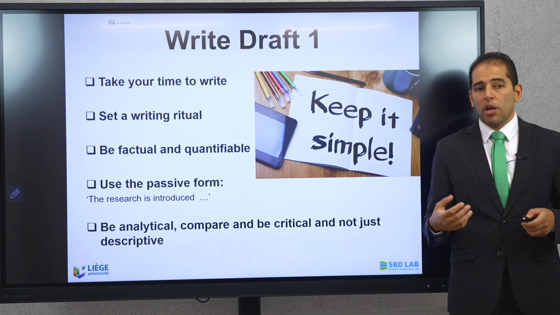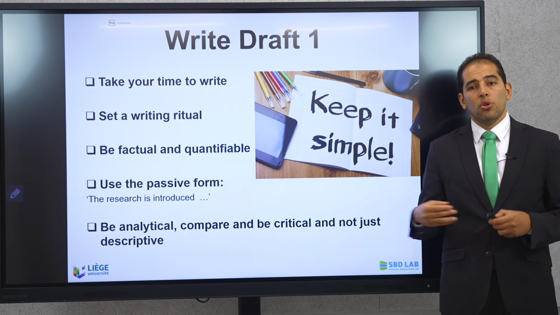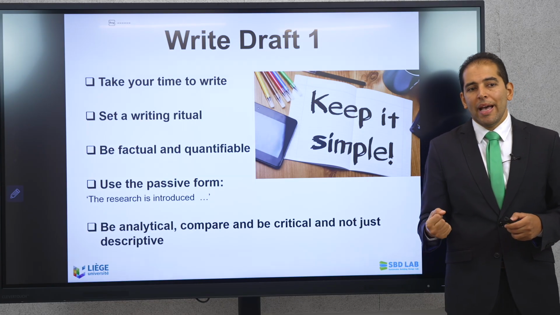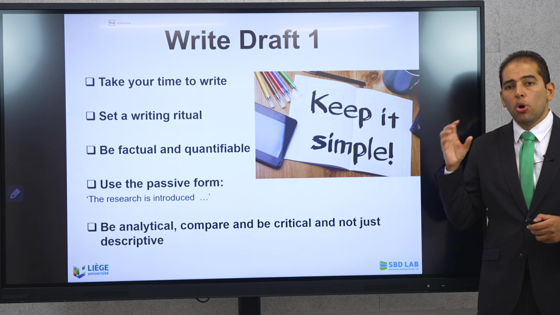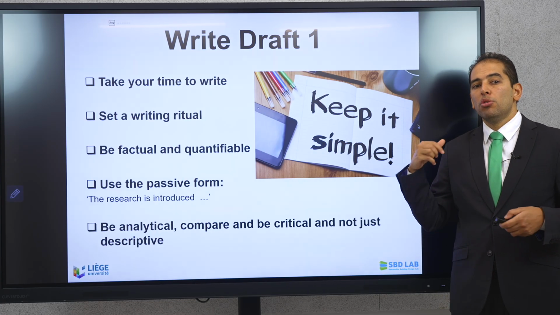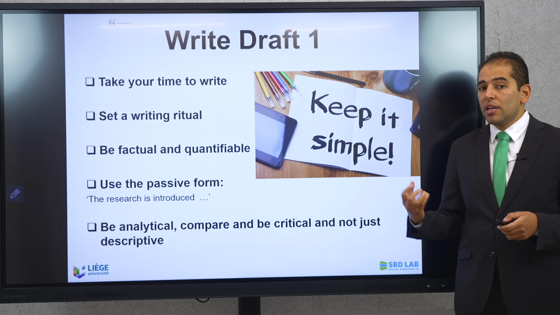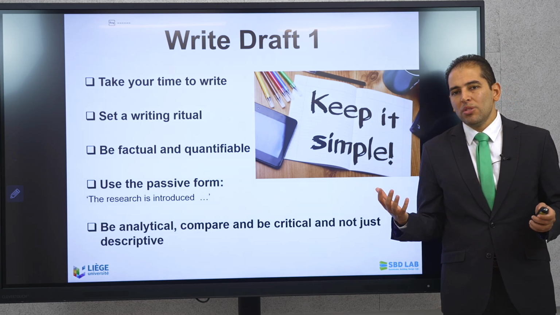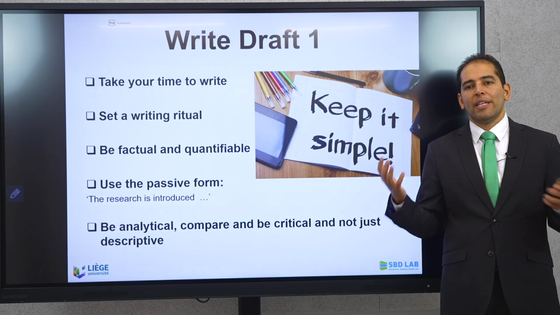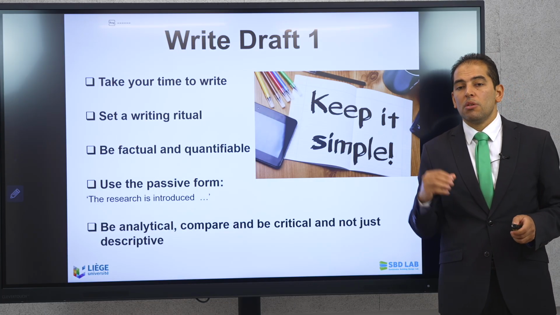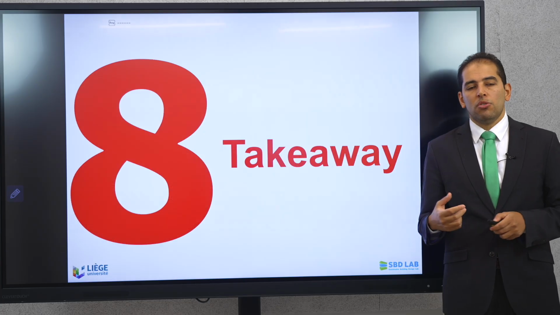Use passive form, like the research is introduced. Don't say we, don't say I, always write in a passive form. And as much as possible, go to the point and avoid blah, blah, blah. Try to be analytical, try to compare, try to be critical and not just descriptive, because if it's just description, then you are losing a lot of space, and intellectually the quality of the work will be very low. So these are all pieces of advice when you are starting to write your draft.